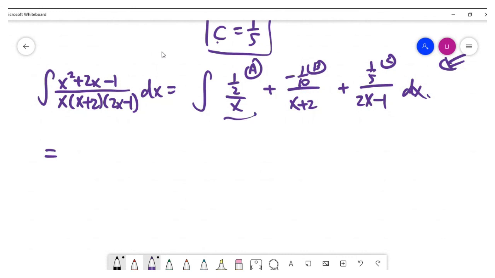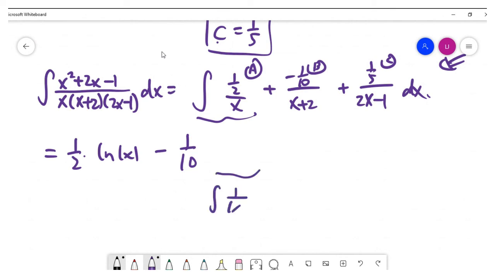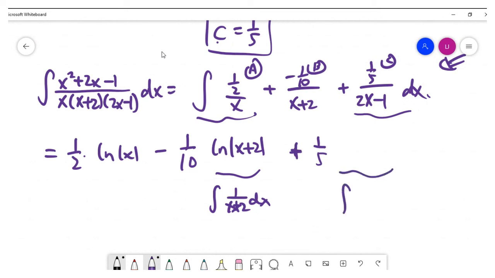For example, for the first term, it's half, which is the constant of A, and ln x, which is the antiderivative of 1 over x. And the next term, minus 1 over 10, I can pull it out as a constant, and you need to integrate 1 over x plus 2, and it's going to be ln of x plus 2. And the last term, I can pull out the constant plus 1 over 5, and you have to integrate 1 over 2x minus 1.